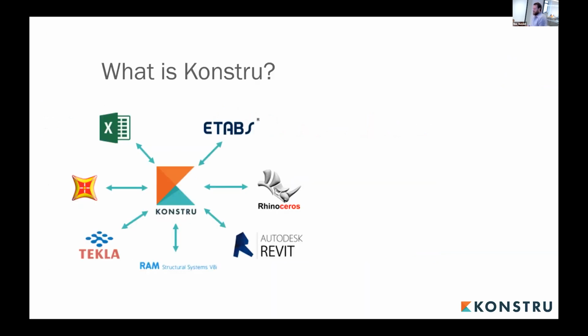Okay, so what is Konstru? It is primarily an interoperability software. It enables you to move BIM, building information models, and analysis models between different software. The software you see on screen in this diagram are the things that Konstru links to. From the top right, we have ETABS, which is a structural analysis software. We also have a client in Rhino and Grasshopper, which means we're able to create BIM models from Rhino and Grasshopper. Very critically, we have a Revit client, which allows us to create native Revit models from any of the other linked platforms. RAM structural system is another software we link to.